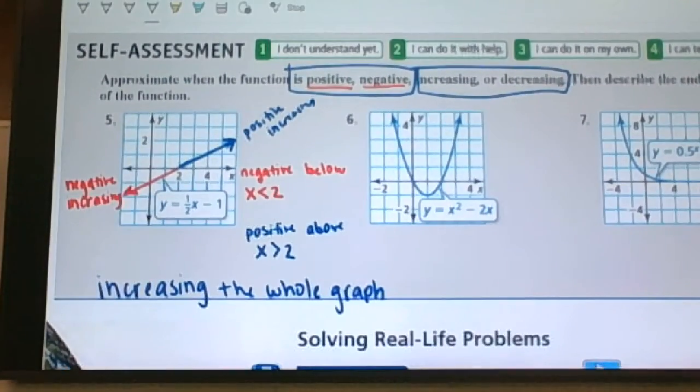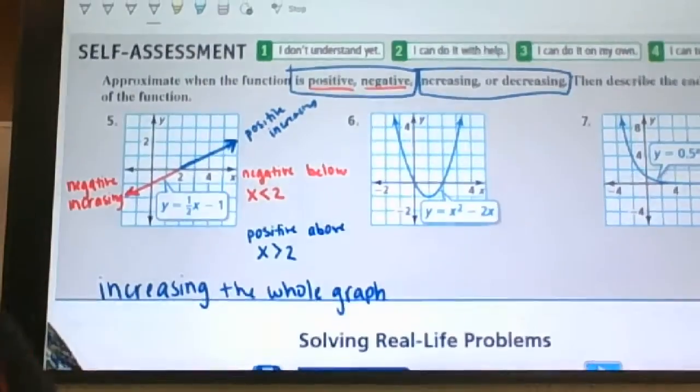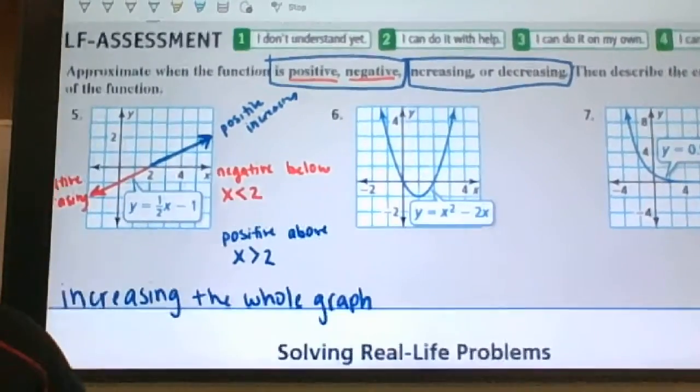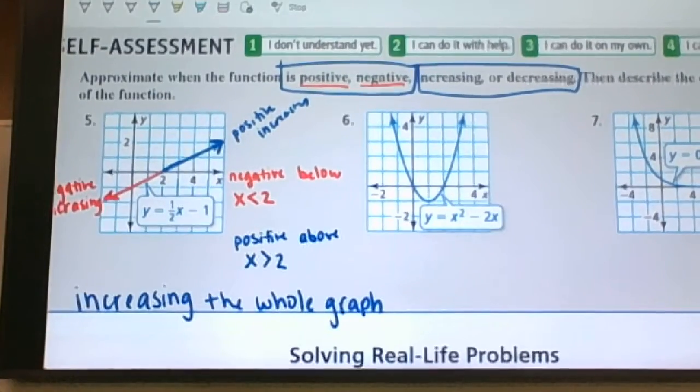Let's do another one. Number 6. Can you identify where on the graph it's positive? Draw it, you guys. Draw an arrow where it's positive.